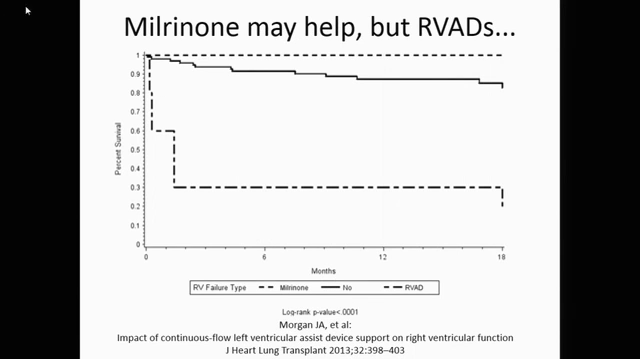This is, once again, the Kaplan-Meier curve of people who do fine. Here are the people who did well with just milrinone. You can see there's this phenomenal survivorship. Here are the people in the study who got an RVAD. You can see the mortality in people who get an RVAD shortly after they get an LVAD is about 70%. So needing an RVAD after you get an LVAD, it's a highly fatal complication.